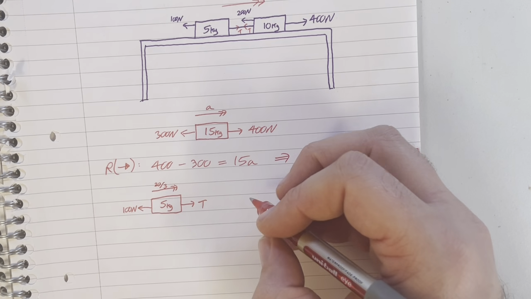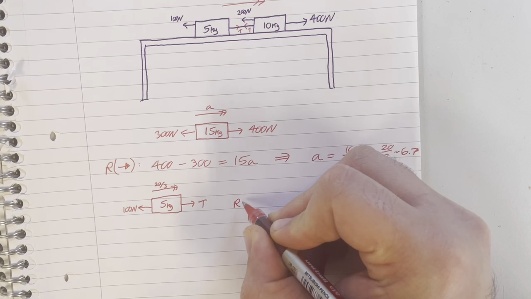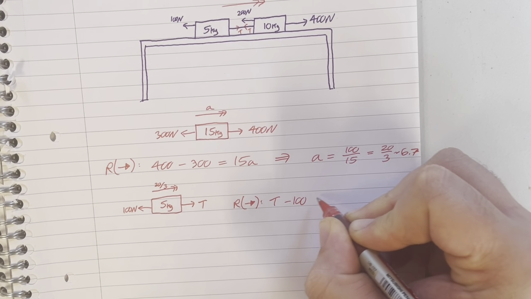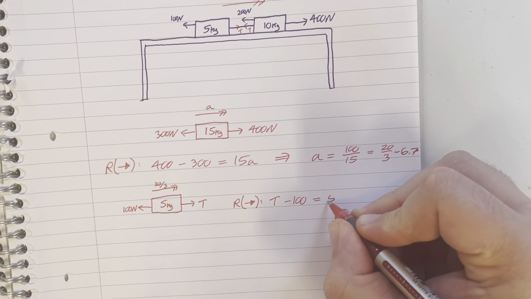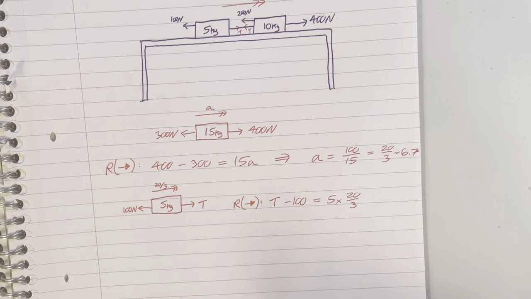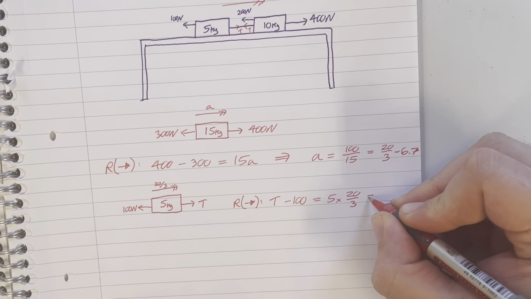So now if we apply F equals ma to that by resolving to the right, we will get T minus 100 equals the mass, which is 5, times the acceleration, which is 20 thirds. So that's 100 thirds.